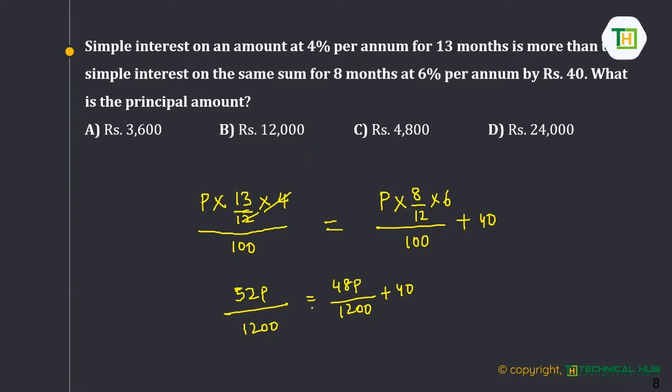So now if I subtract this, I'll get 4P by 1200 is equal to 40, and here 4 cancels, so P is 10 times 1200. The value of the principal amount is 12,000 rupees. So don't cancel early here. If you solve it like this, you will get the answer very easily. 52P by 1200 is equal to 48P by 1200 plus 40.